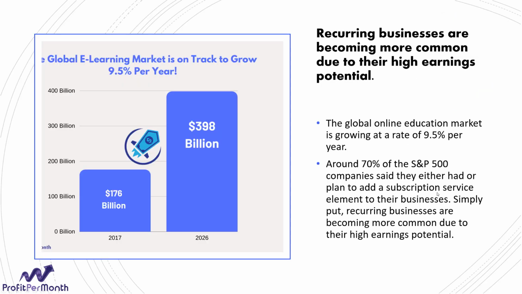Let's keep going. Recurring businesses are becoming more common due to their high earning potential. The global online education market is growing at a rate of about 9.5% year after year, and around 70% of the large S&P 500 companies said they either had or plan to add a subscription service element to their businesses. Simply put, recurring businesses are becoming more common and more popular due to their high earnings potential and the ease it makes for the customer to pay month over month as opposed to one big lump sum.